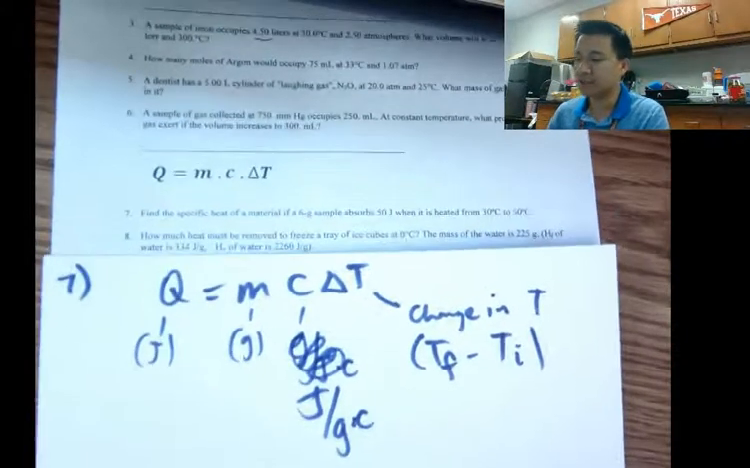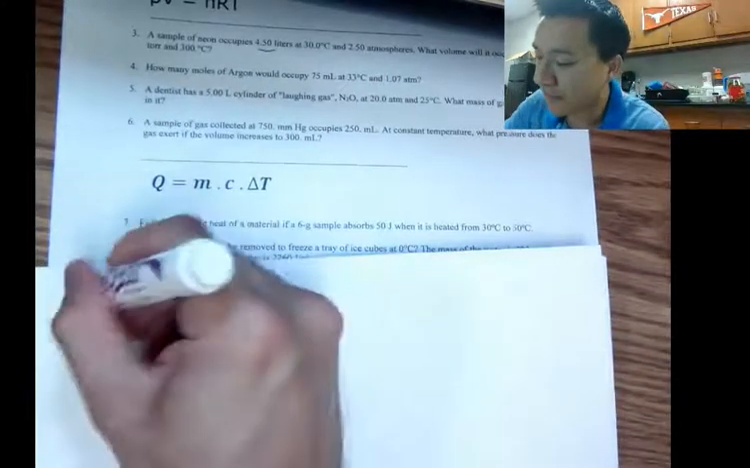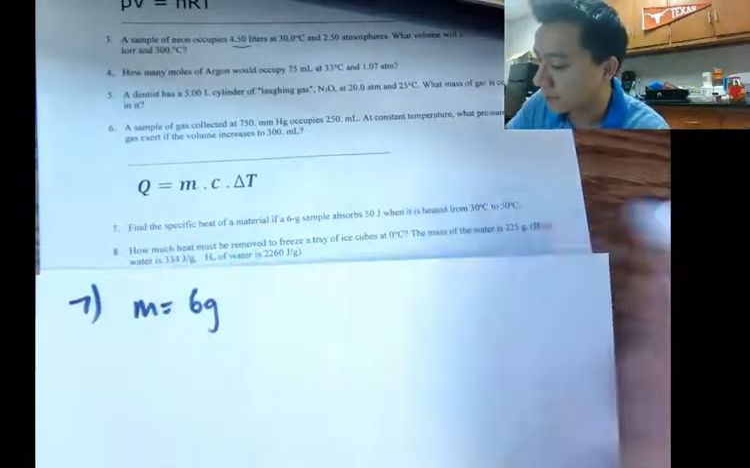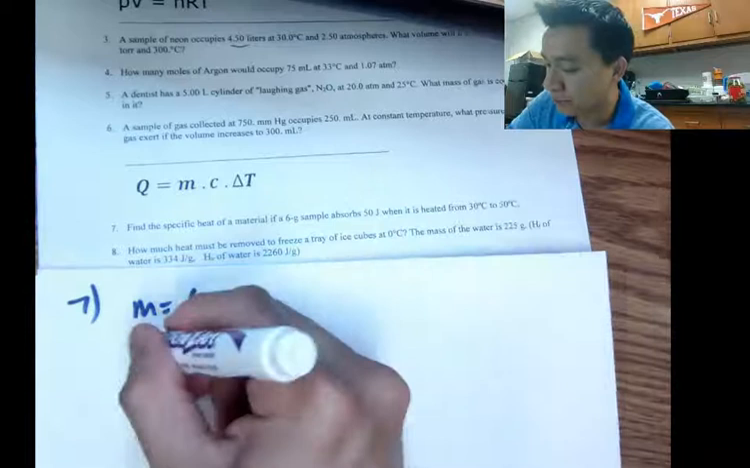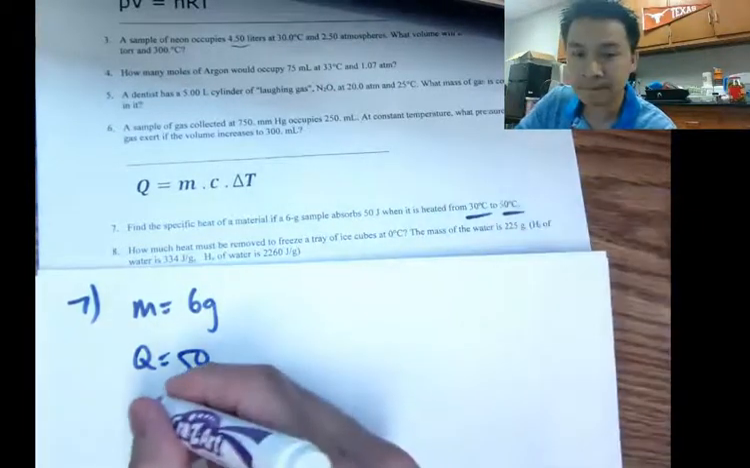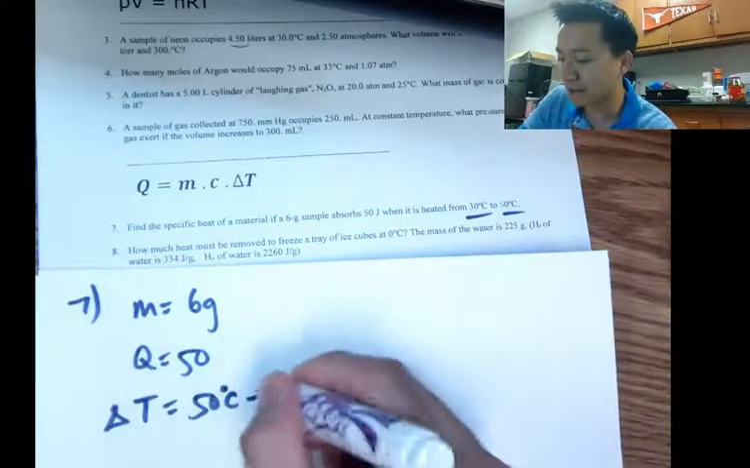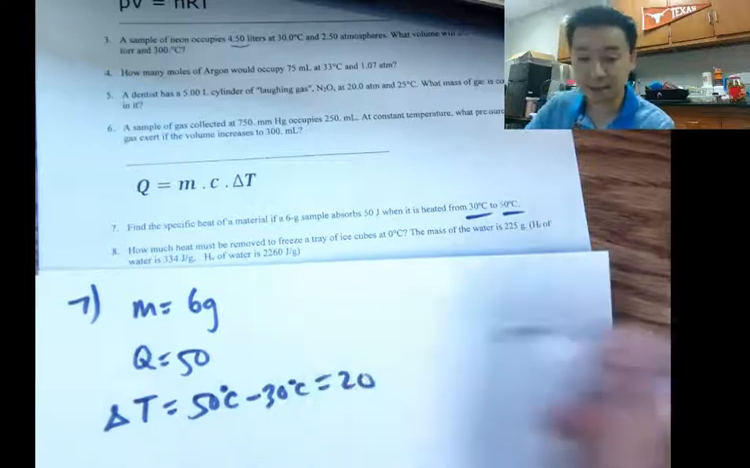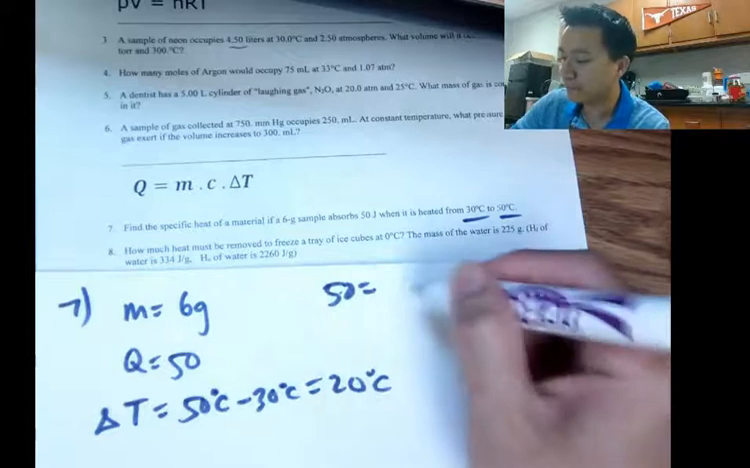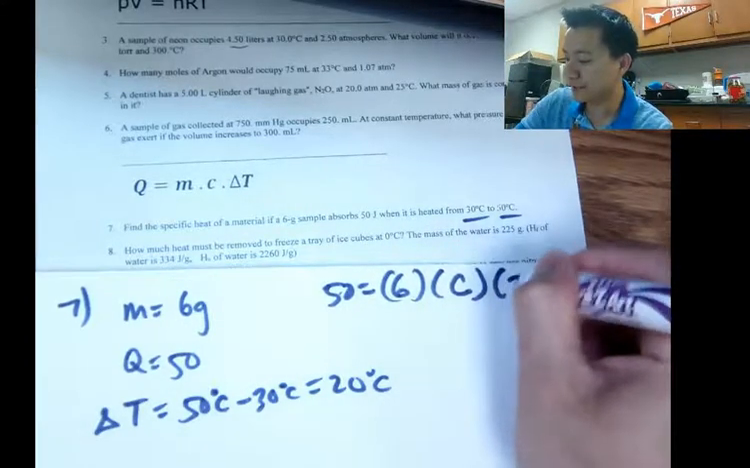So that's the equation. Let us solve this question. Number 7. Find the specific heat of a 6-gram sample. m is 6 grams. It absorbs 50 joules, so Q is 50. The temperature changes from 30 to 50, so delta T is 50 minus 30 degrees, which is 20. Okay? So plug it in.